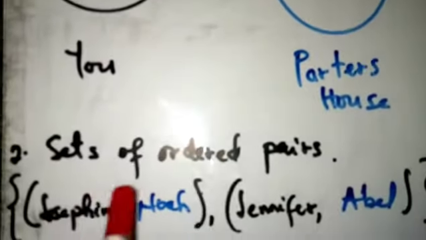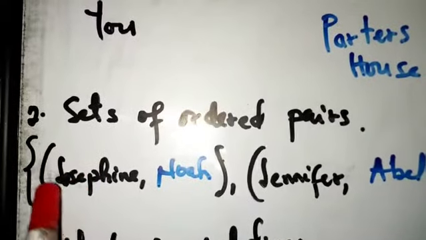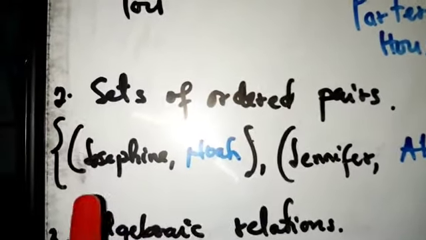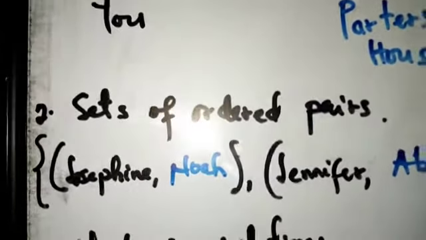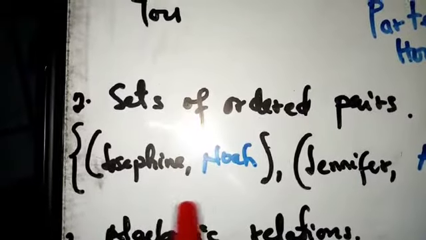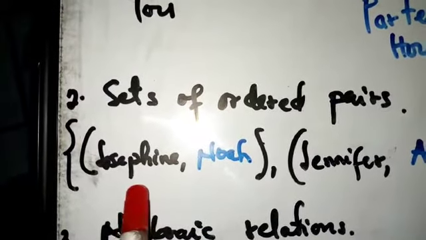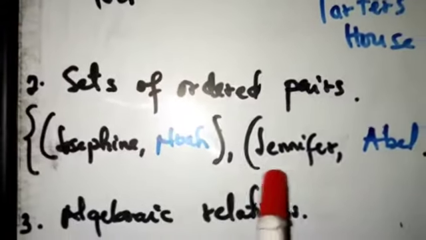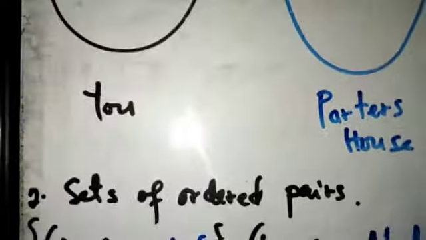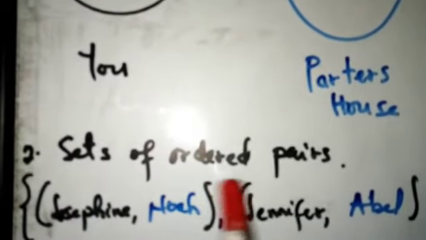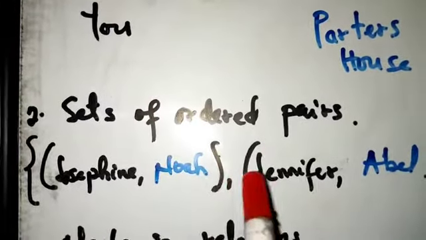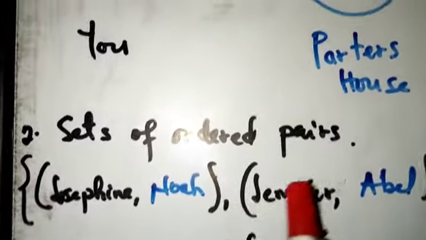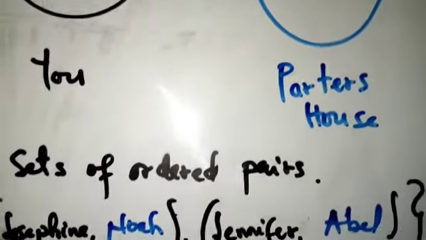So the set of ordered pairs. Remember, the word is a set, so we are going to keep you guys in one room. You and your partner, you and your partner, and so on. I listed two over here. This one is Josephine and Noah, and then Jennifer and Abel. And then the third one, list the third one in the comment section below. So this is what we call an ordered pair. You and your partner is what we call an ordered pair. I'm not saying you and someone's partner.